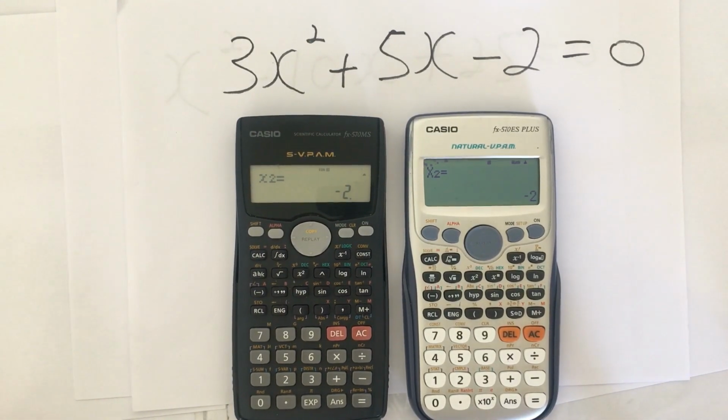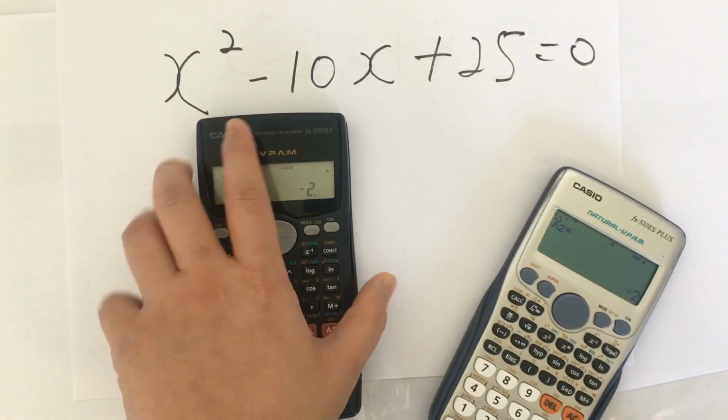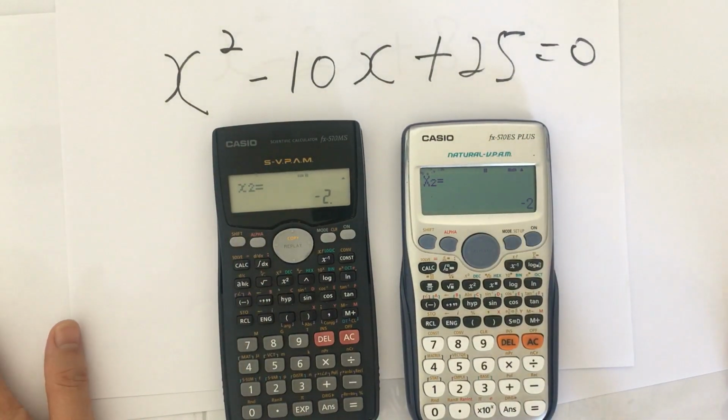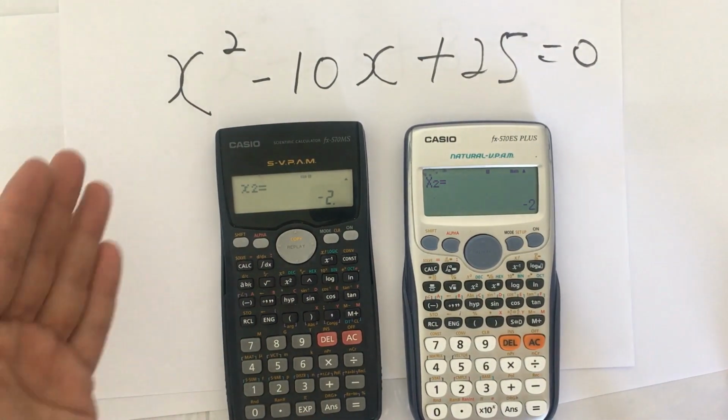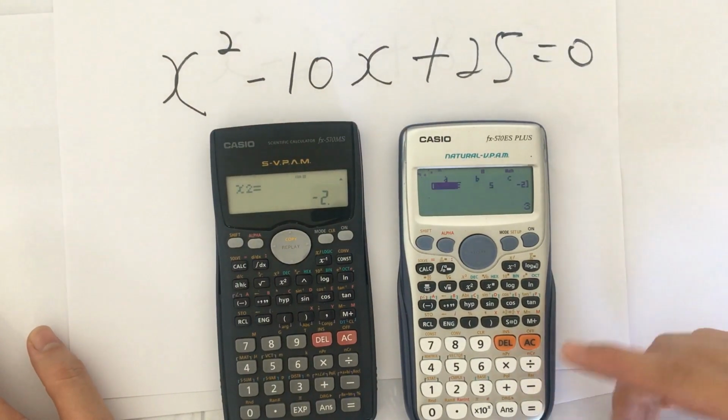Now can you all take out your calculator and try these ones? It will be best if you can try while watching this, to enhance your understanding. Now for this one, you have a equals 1, b equals negative 10 and c equals 25. So I press the equal sign.